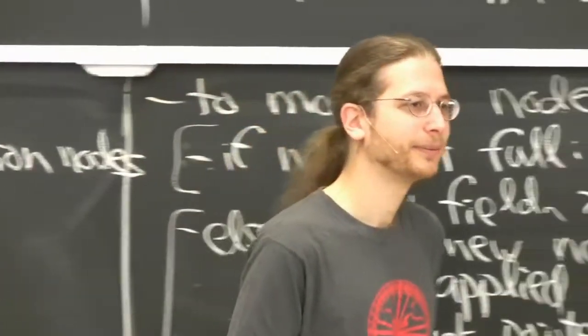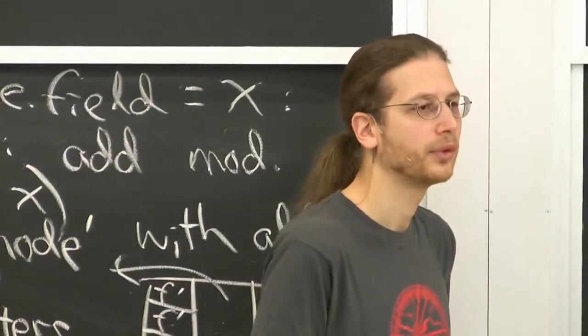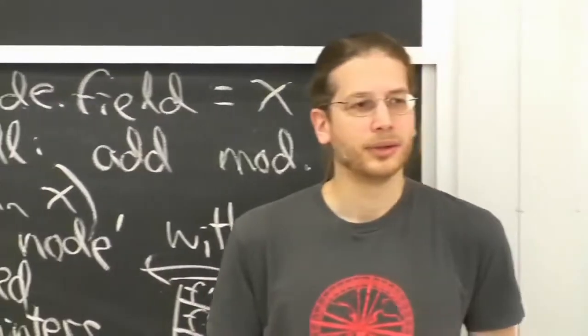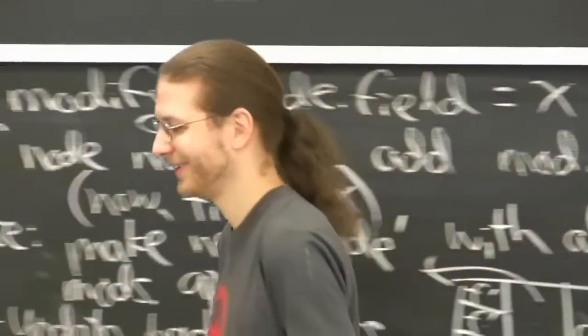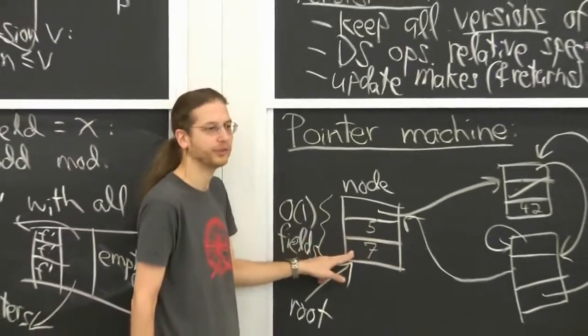Other question? Assuming here that all the numbers take constant space to store for all the versions, what if we have really big numbers and a lot of versions? In the pointer machine model, we're assuming that whatever the data is in the items takes constant space each.